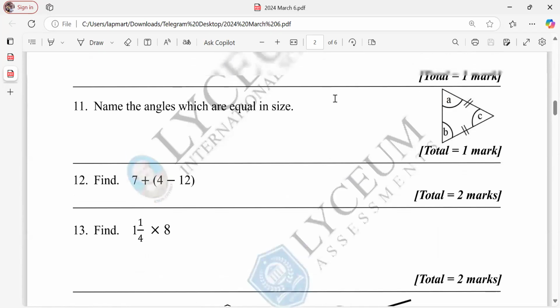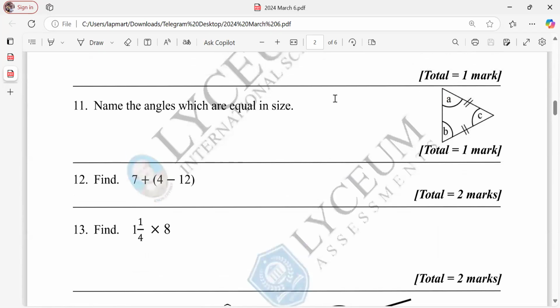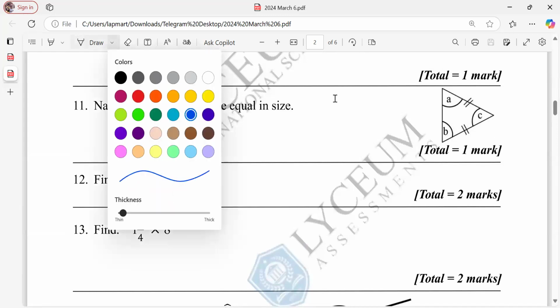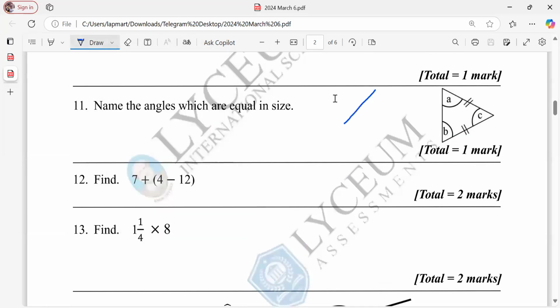If you look at this triangle, name the angles which are equal in sides. First of all, we want to identify what kind of triangle this is. If you can see the two sides are equal, you can easily tell me, this is an isosceles triangle and this angle is equal to this. It's the same thing, you just see that they have rotated. Now these sides are equal to each other.